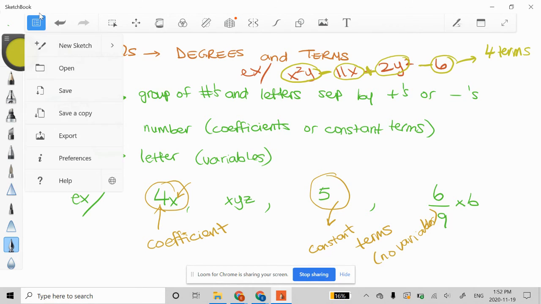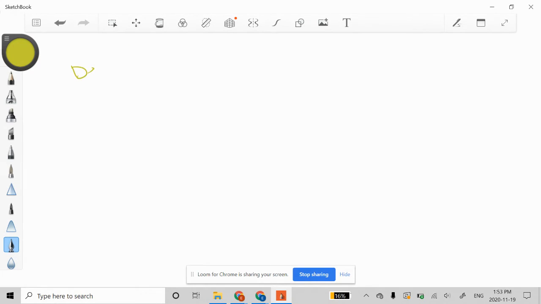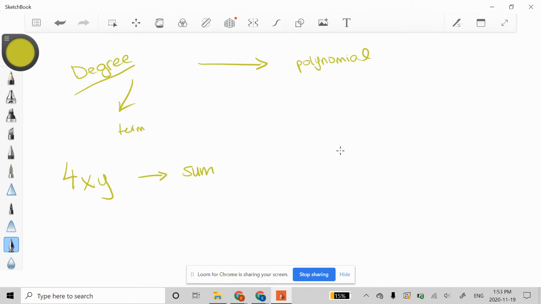Now if I move on to degrees, the degree of a term is different than the degree of a polynomial. So first you need to understand the degree of a term before we go to the degree of a polynomial. The degree of a term, let's go back to this 4xy example, is the sum of, sum means add, all exponents.